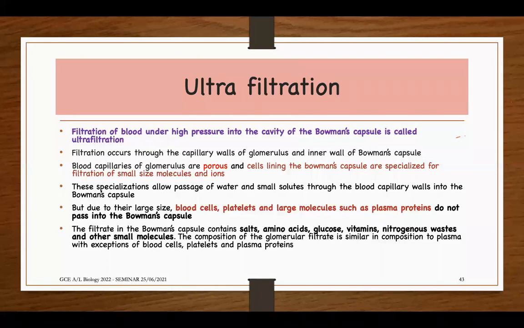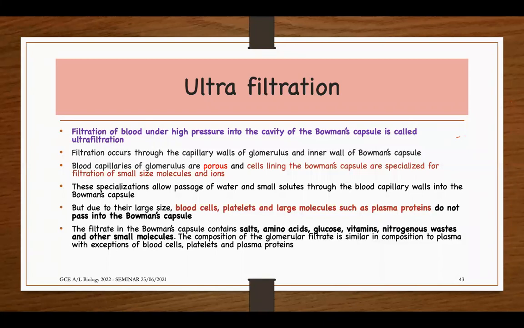Because they are bigger particles, they won't go into the Bowman's capsule and will remain within the blood. The filtrate in the Bowman's capsule contains salts, amino acids, glucose, vitamins, nitrogenous wastes, and other small molecules. So everything except blood cells, platelets, and plasma proteins will go into the glomerular filtrate. So it will have salts, amino acids, glucose, vitamins, and nitrogenous wastes.